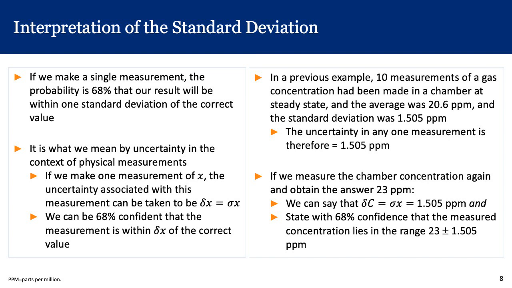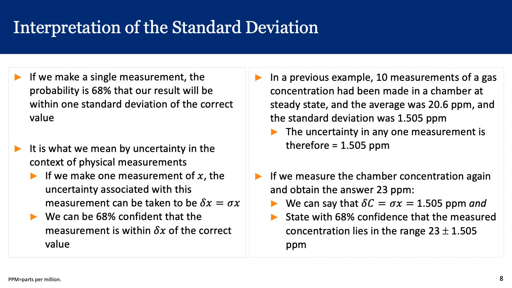So given what we've learned so far, we can ask, what does the standard deviation mean? What is the interpretation of the standard deviation? If we make a single measurement, the probability is 68% that our result will be within one standard deviation of the correct value. This is based on our previous slide, which says that for z equal to 1, between mu minus sigma to mu plus sigma, the area under the normal curve is 68% of the entire area. So this is what we mean by uncertainty in the context of physical measurements.